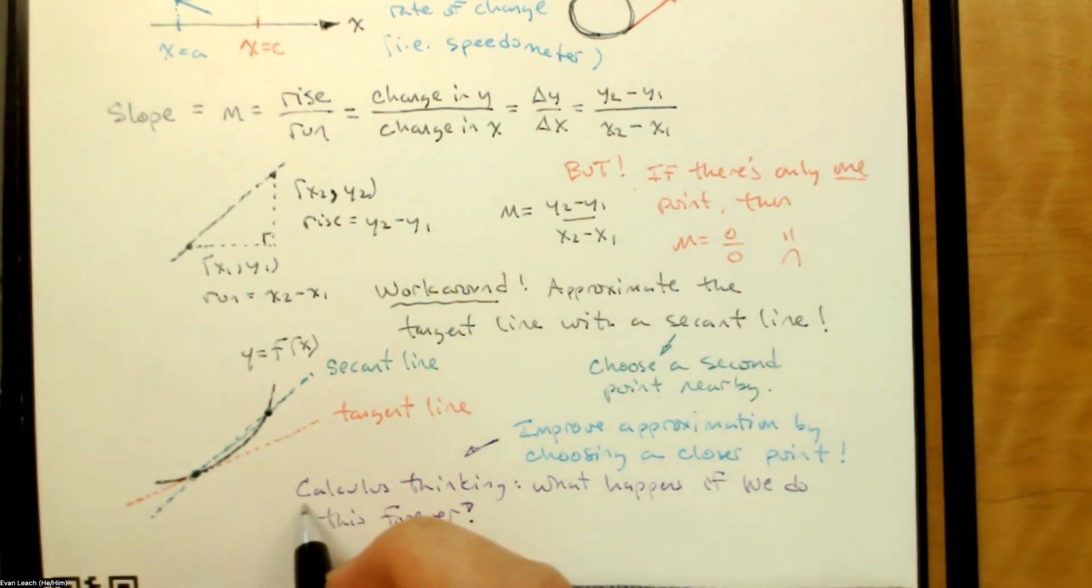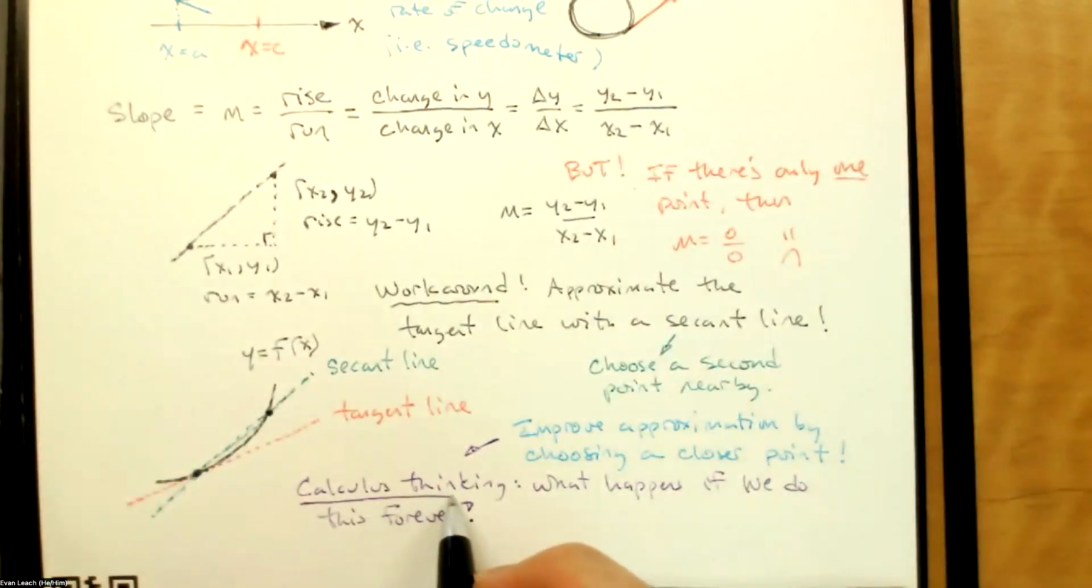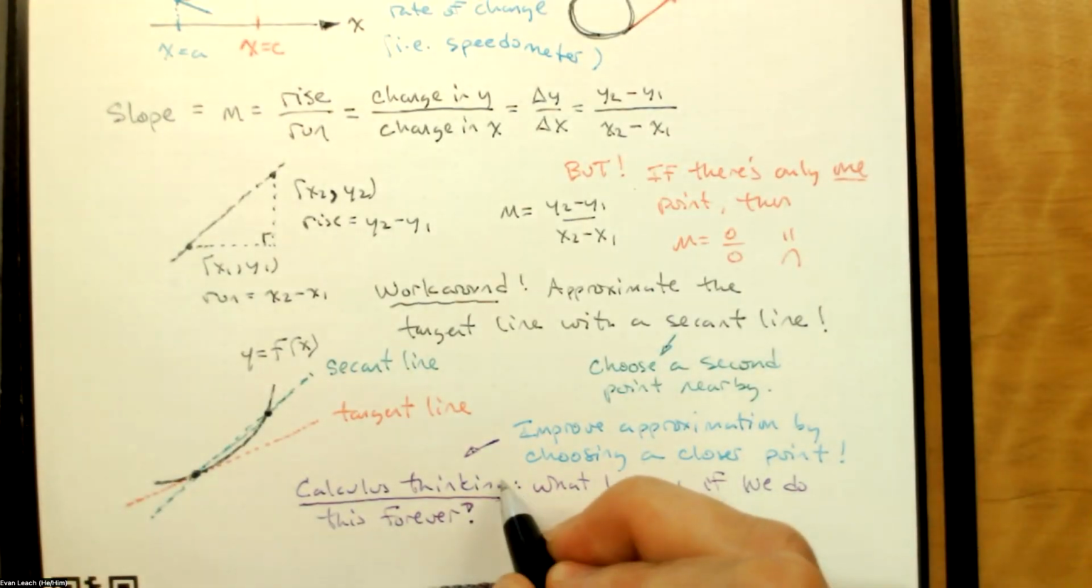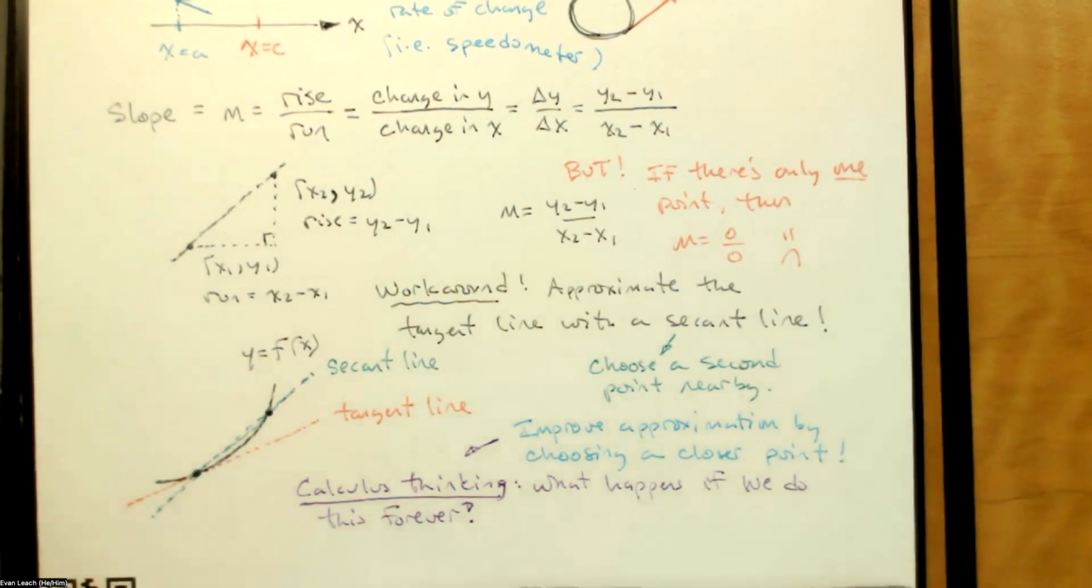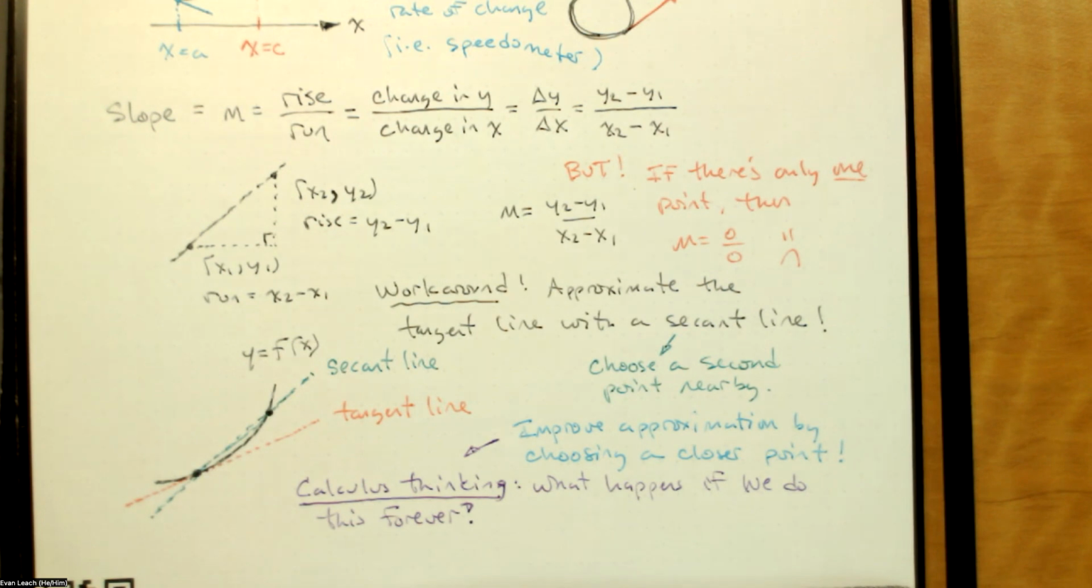That's the calculus thinking. We'll just keep doing this and think about what happens. The lights go out. We break the power grid. You're trying to divide by 0. I'm getting very close to dividing by 0, but not actually dividing by 0. How close do we get? Infinitely close. What does infinitely close mean?